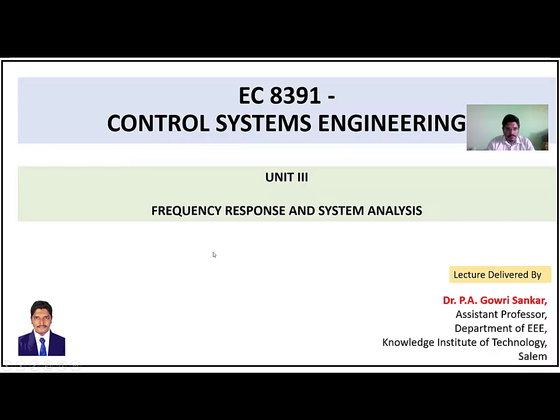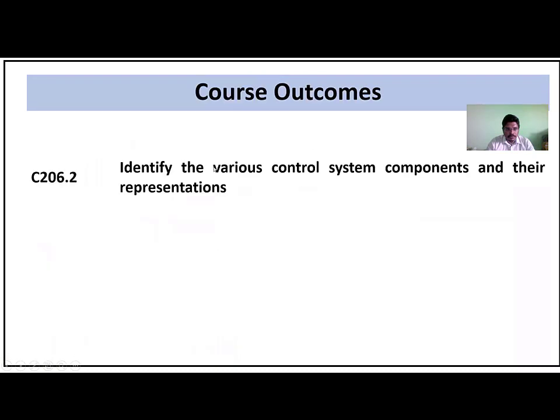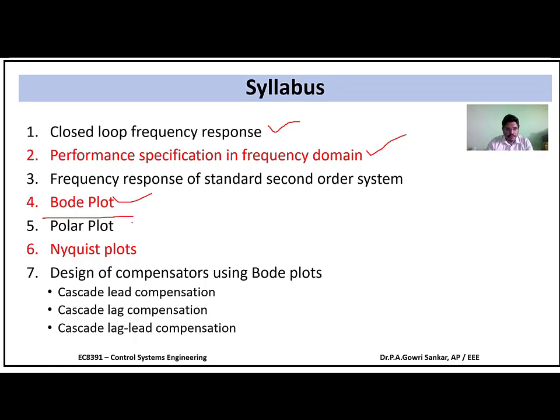So in this unit, so far we covered four topics. The first one is closed loop frequency response. What is closed loop frequency response? What are the advantages of closed loop frequency response over time response analysis? Then frequency domain specifications parameters. Then frequency response of standard second order system. Under that we covered the Bode plot. Okay, so today we cover the topic called polar plot.